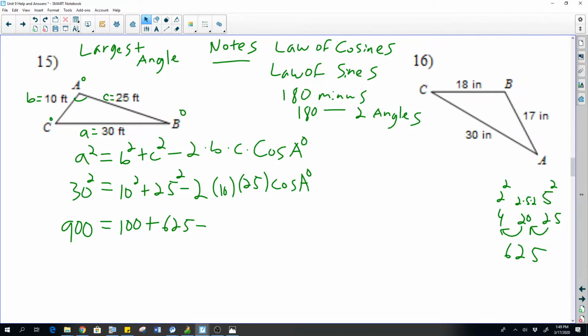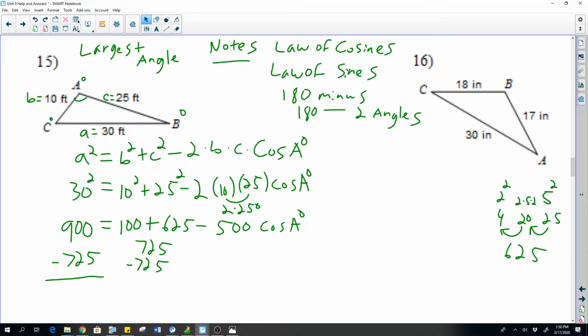Minus, and then 10 times 25 is 250, and then times 2 is 500, cosine of angle A. Now be careful, remember. We add those together to get 725 and then subtract it to the other side. Can you do that right? So that's going to be 175. Now we can bring this down, so now we have the negative 500 because it's times the cosine.